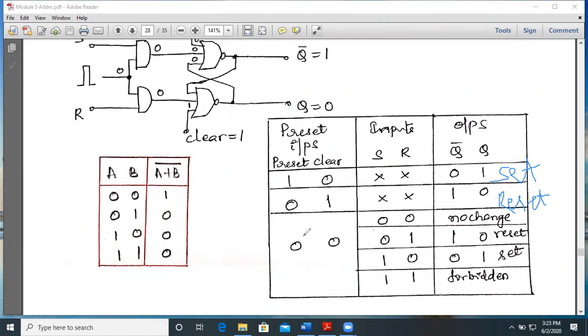And when preset and clear are zeros, our outputs depend on the S and R inputs, because we are giving the clock signal. So when we give the clock signal, it functions like the SR flip-flop. As we all know, for SR flip-flop, if S and R both are zeros, we are getting the no change condition. If S is 0, we'll get Q as 0, which is called the reset state. If S is 1, we are getting Q as 1, which is the set state. When both are equal to 1, we are getting the invalid state. So this is the SR flip-flop.